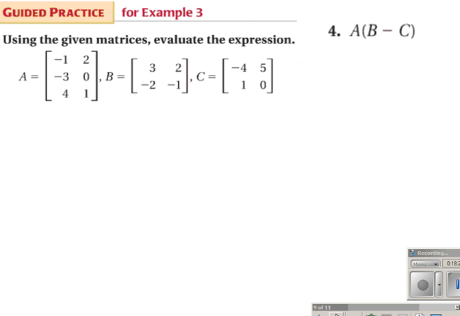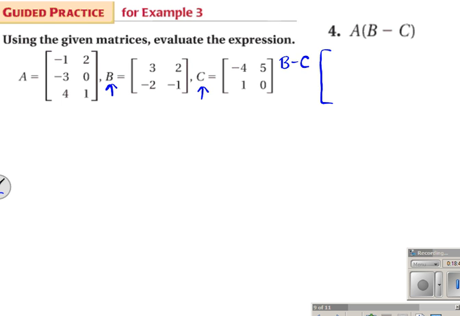All right, let's try one more example. This one says A times matrix B minus C. So we need to start with the order of operations located inside the parentheses. We have B minus C. Can we do it? Yes, B is a 2 by 2, C is a 2 by 2, so we can subtract them, B minus C.